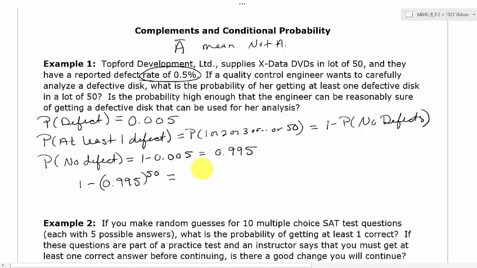So get out your calculators and compute that. 1 minus 0.995, and then raise that to the 50th power. And you should get 0.22167 or so. So we would round that to 0.222.